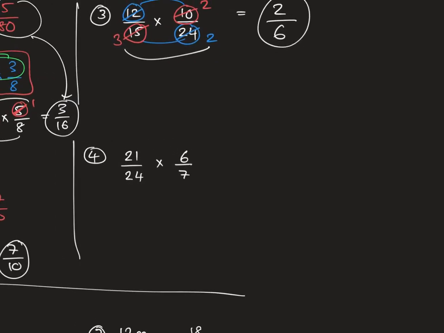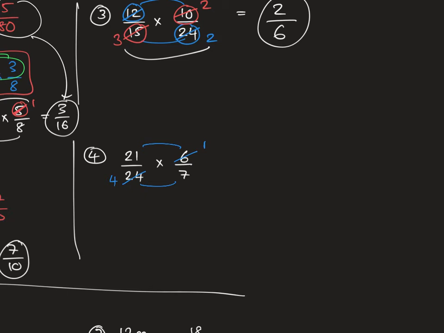Let's have a look at this sum here. Do you happen to know what 21 times 6 is? Well, I don't know. And 24 times 7, not very nice. But let's have a look at this. I do know that 24 and 6 can cancel, because 6 goes into 24 4 times. So you divide both of those by 6, and there'd be 1 and 4.